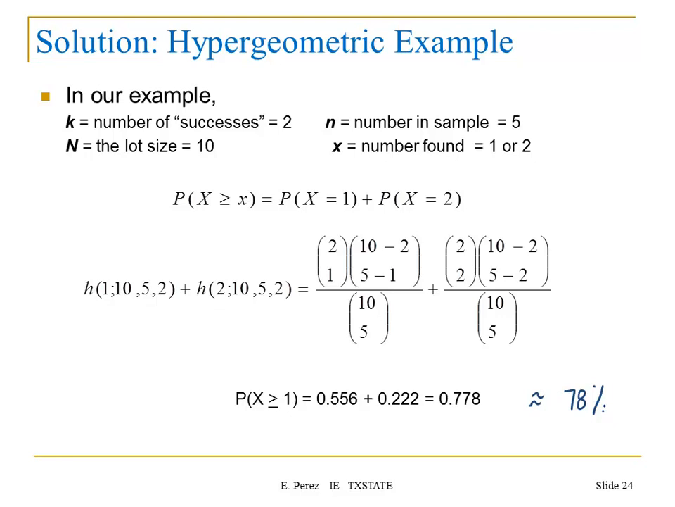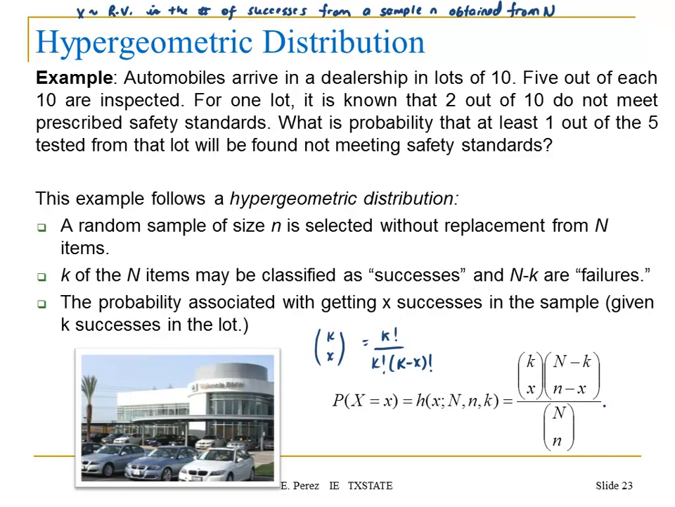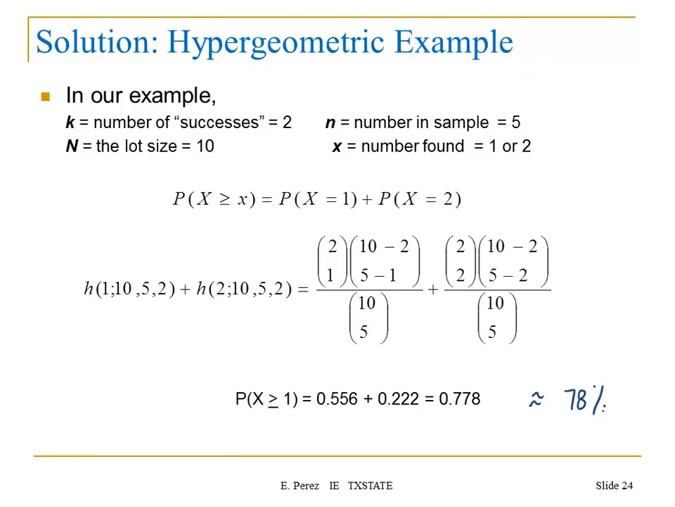Can you give me feedback based on that number, based on the experiment that you're trying to address? 78% is a high probability. Again, the question is, what is the probability that at least one out of the 5 tested from that lot will be found not meeting the standards? So that probability is almost 80%. So your testing, even though it's based on only 5 units, will be kind of accurate with high probability. Okay?